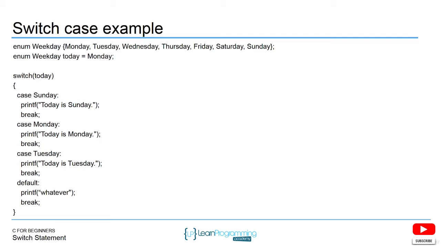If today is equal to Sunday, it's going to print out today as Sunday and then jump out. If today is equal to Monday, it's going to print out today as Monday and jump out. If it's not equal to any of them, it will go to the default case. So let's run through this example in Code::Blocks.